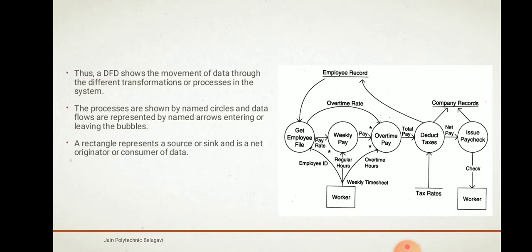Now the rectangle here represents a source or sink, and it is a net originator or consumer of data. Whatever rectangle you are seeing is a worker, so it is originating from the worker. So all the three processes are related to the worker. So the worker is a source or sink.